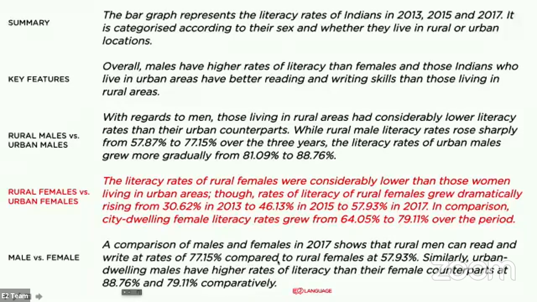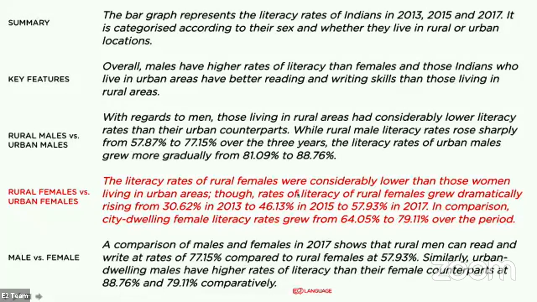Let me read you mine. This time I'm comparing rural females with urban females. And I say this, the literacy rates of rural females were considerably lower than those of women living in urban areas, though rates of literacy of rural females grew dramatically, rising from 30.62 in 2013 to 46.13 in 2015 to 57.93 in 2017. In comparison, city-dwelling female literacy rates grew from 64.05 to 79.11 over the period.